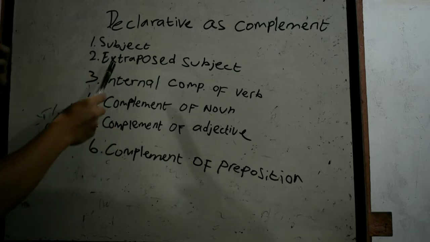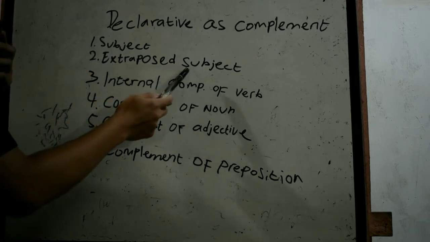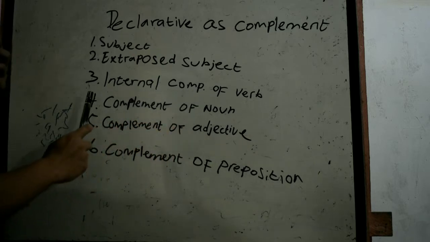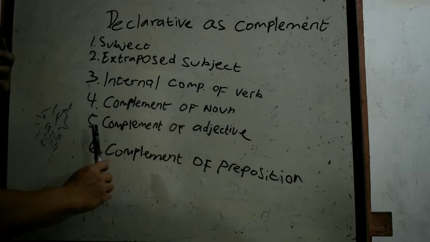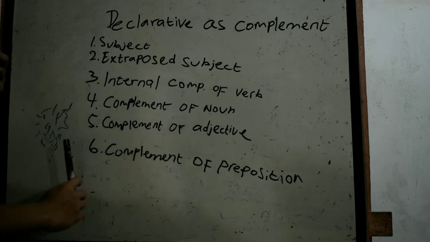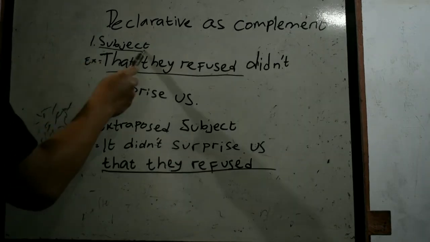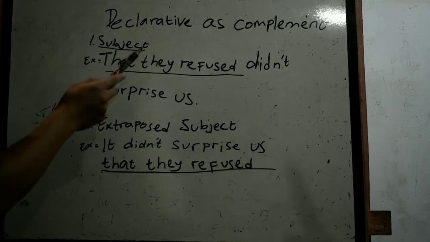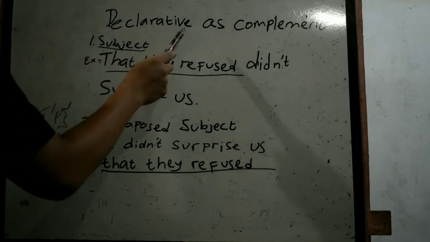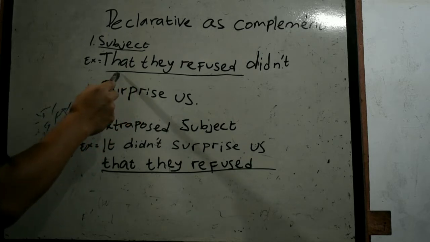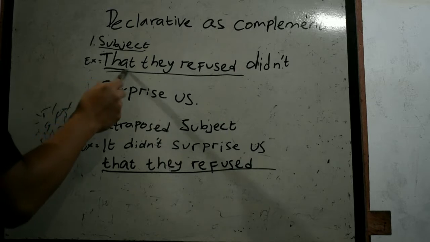This function can be divided into six: 1. Subject, 2. Extra post subject, 3. Internal complement of verb, 4. Complement of noun, 5. Complement of adjective, and 6. Complement of preposition. Mainly the declarative comes first, like this. This is the obligatory.